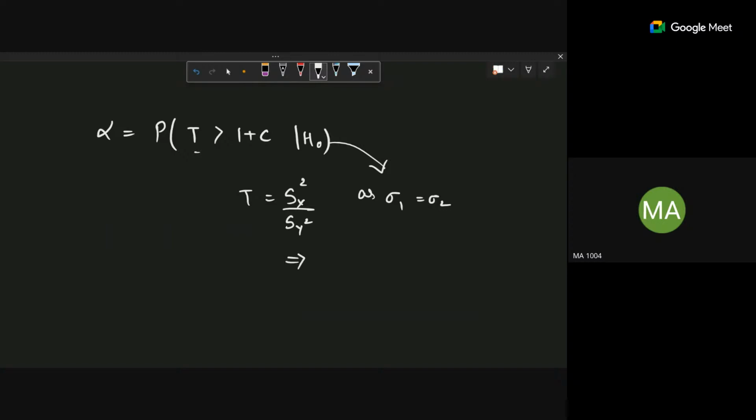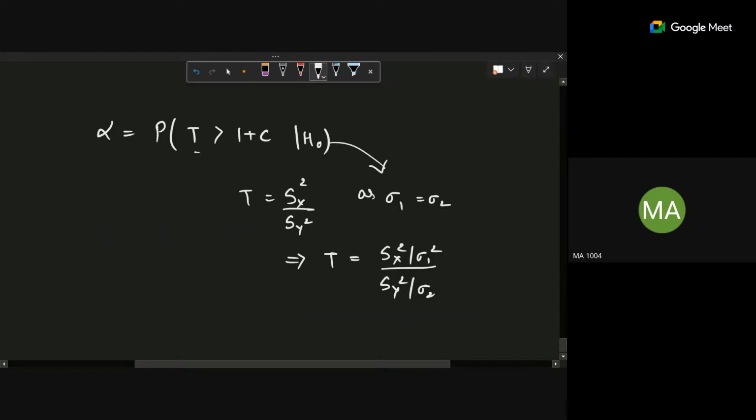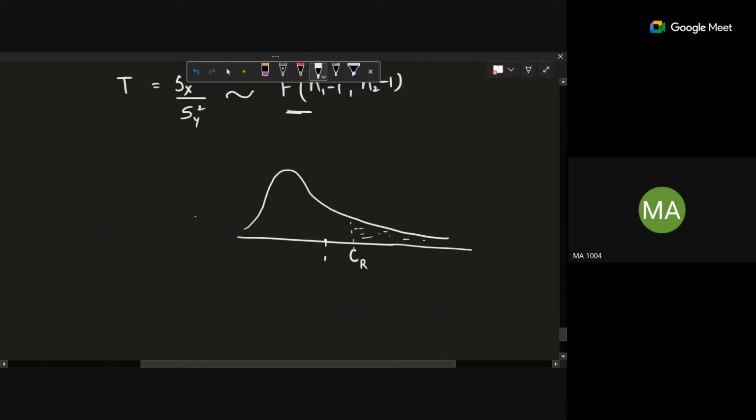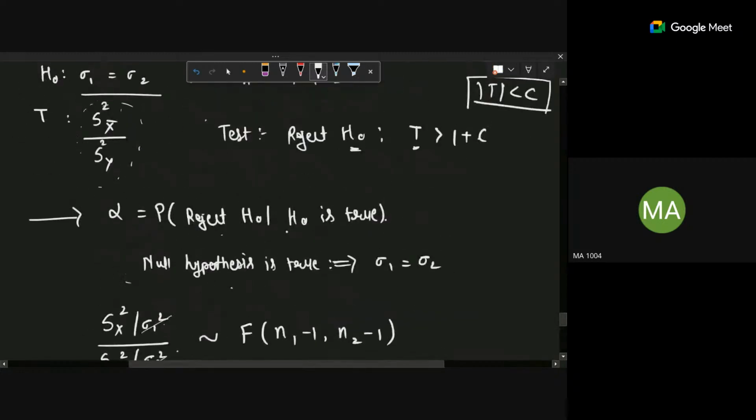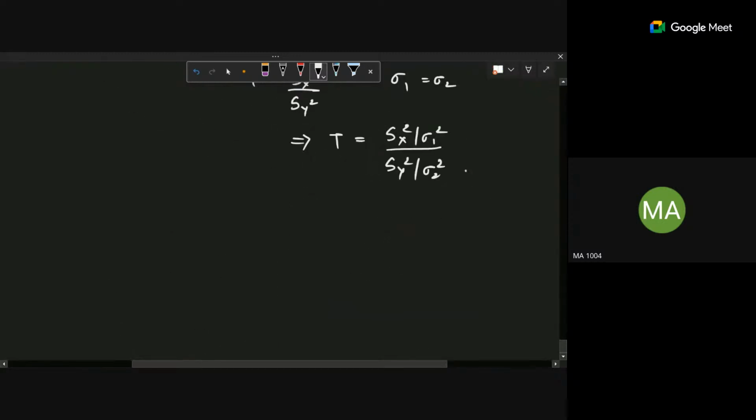That implies my T is nothing but Sx square by sigma 1 square upon Sy square by sigma 2 square. Generally, we take that only. Instead of this, I should write here also that we are taking this one only.